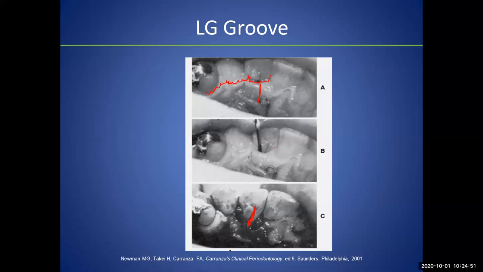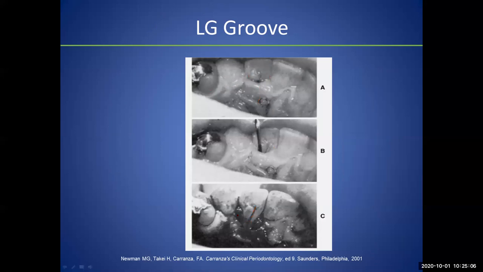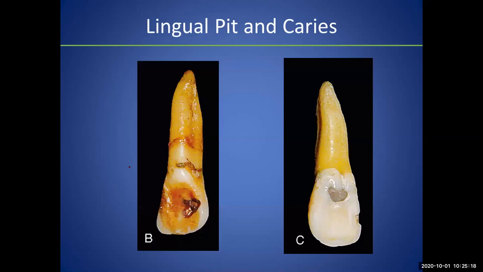He was able to clean that out, okay, because there was calculus in that groove. He used a high-speed handpiece, a burr, to clean that out because scalers can't reach there. And then he was able to replace this with a little bit of Gore-Tex and other stuff, and the pocket went away. But you can see how deep that pocket is from that lingual groove.